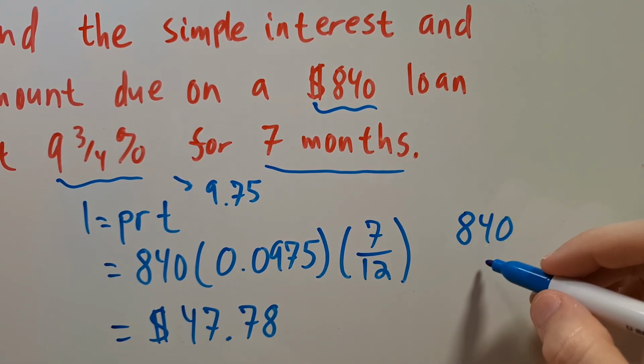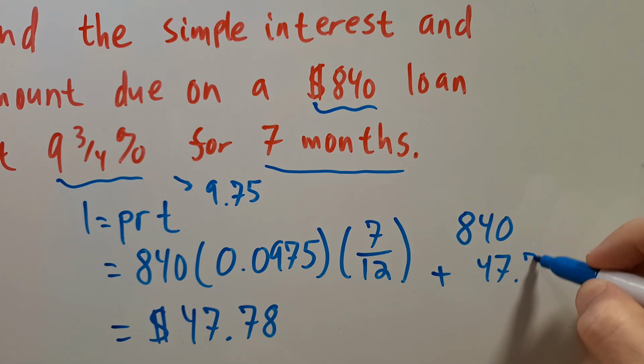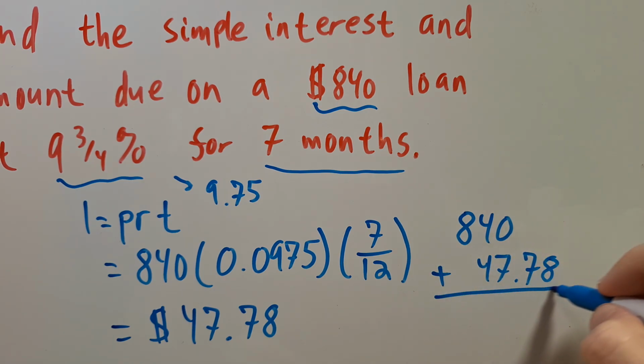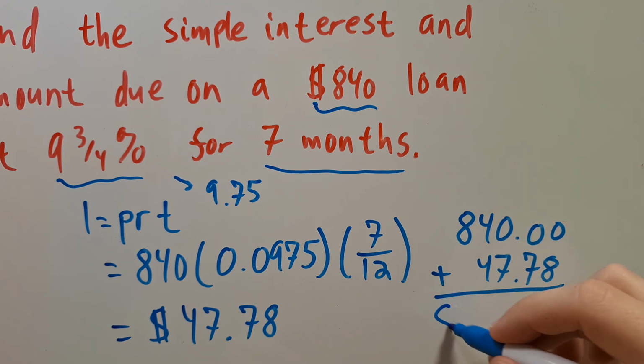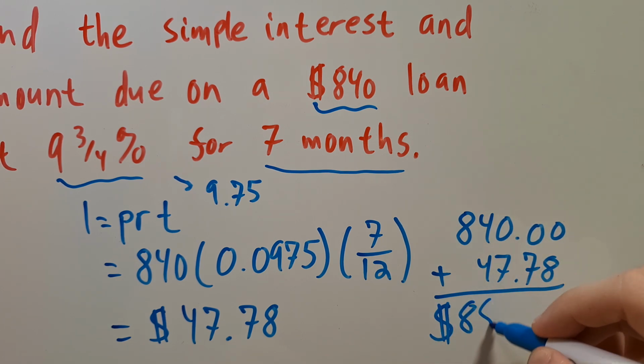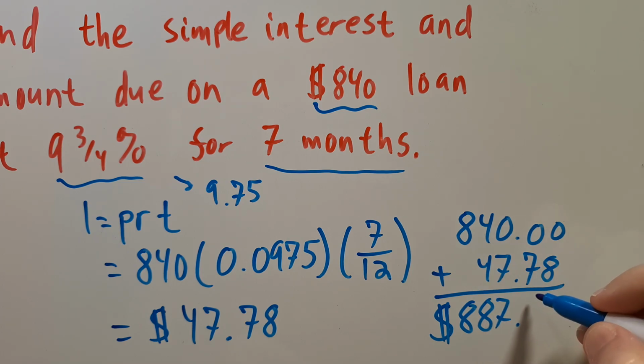So $840 plus $47.78. Tack on some zeros here. Adding all of this together gives you a total of $887.78.